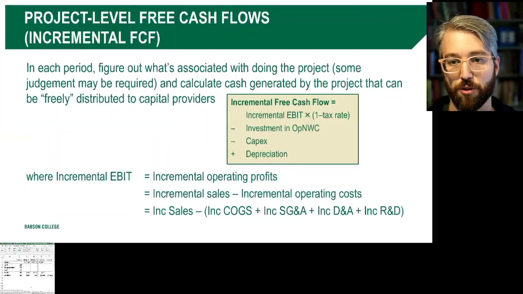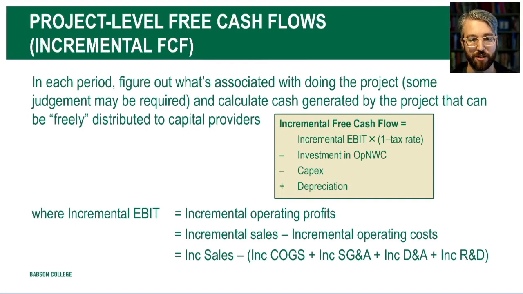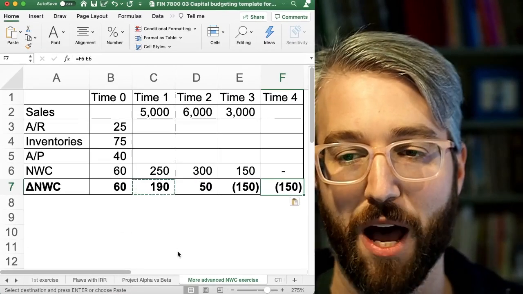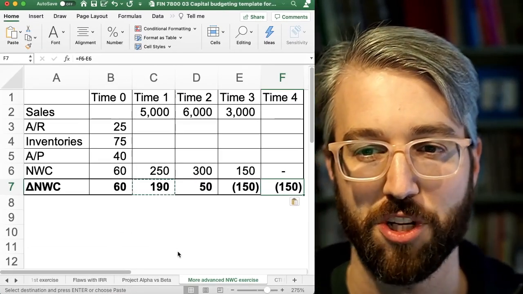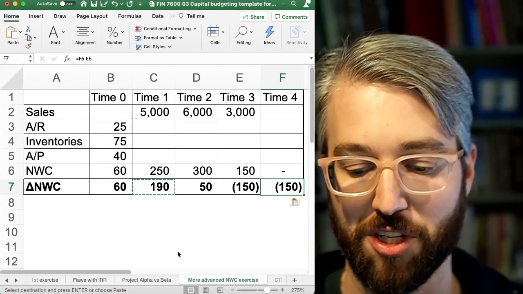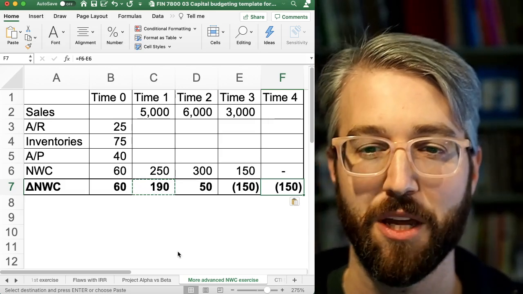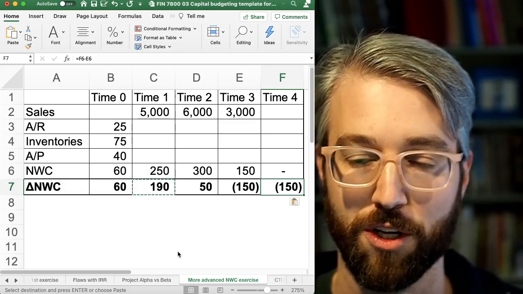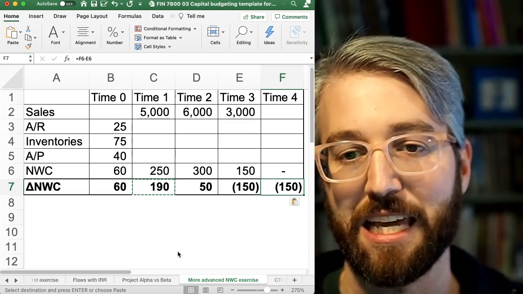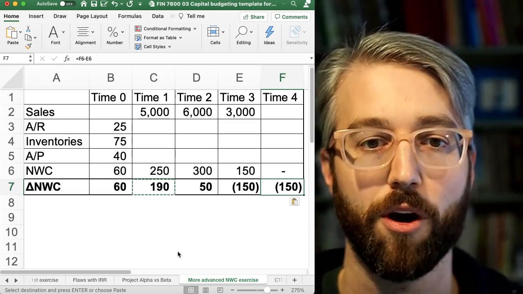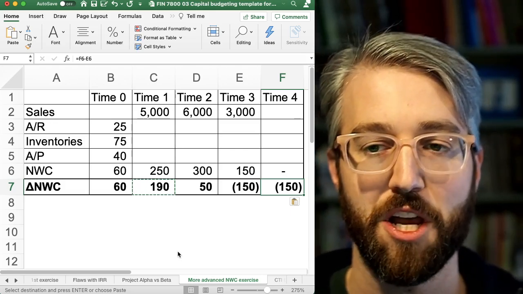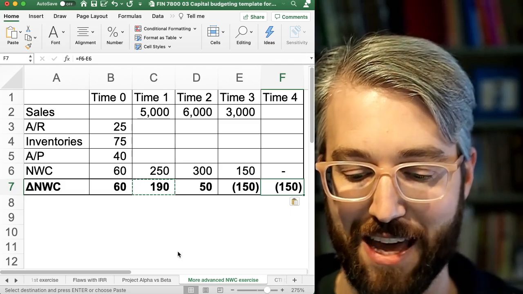And if we go back to our project level incremental free cash flow calculation formula that we mentioned earlier, that investment in operating working capital is going to get subtracted in the calculation of incremental free cash flow, which means that those positive changes in net working capital that happen in years 0, 1, and 2 are going to be associated with negative project cash flows. So the firm is going to expend cash in order to build up that net working capital stock over the first 0, 1, 2 years of the project's life. And then the negative changes in net working capital in periods 3 and 4 are going to be associated with positive cash flows. The project is going to kick off cash as that working capital gets liquidated.